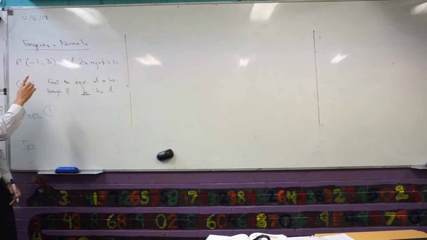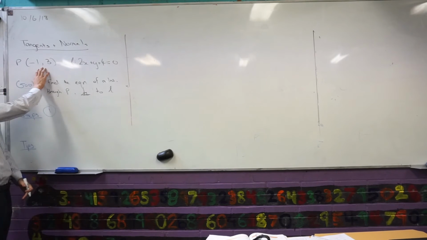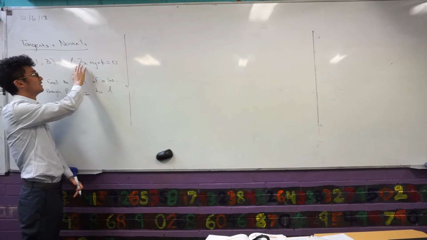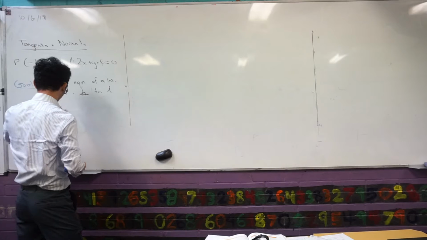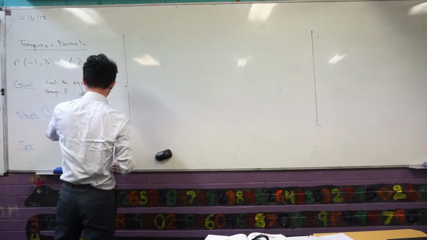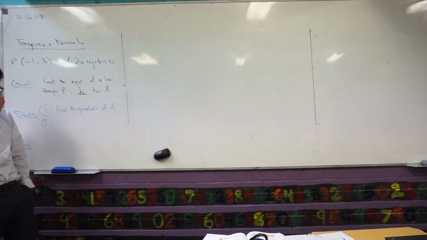First step, right? The goal is to find the equation of a line through P perpendicular to L. Right now I've got a point here, but where I really want to start is finding the gradient of L. So find the gradient of L. That's what I want to do. So that's step one. Okay.